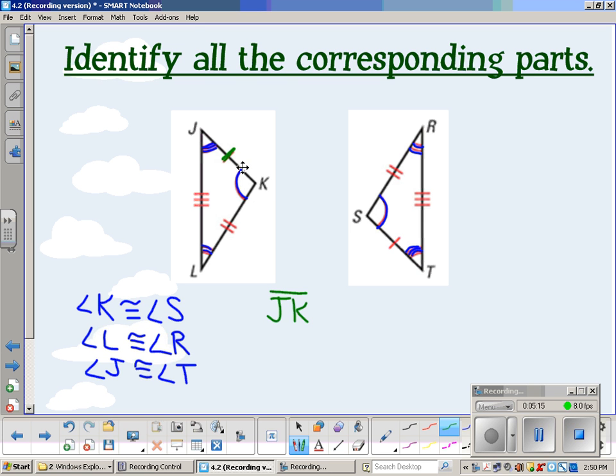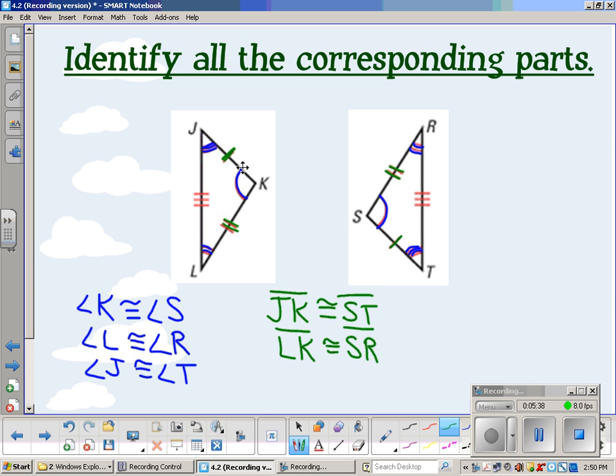In the other triangle, the same congruence mark shows up on side ST, so those would have to be congruent. Now let's go to 2. LK has the 2 congruent marks, so that side would be congruent to SR, which has the same number of congruent marks in the second triangle.